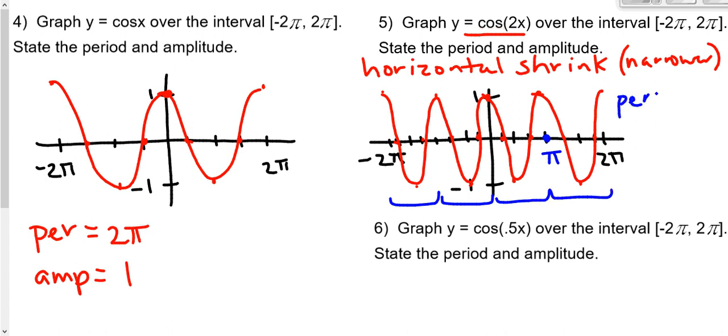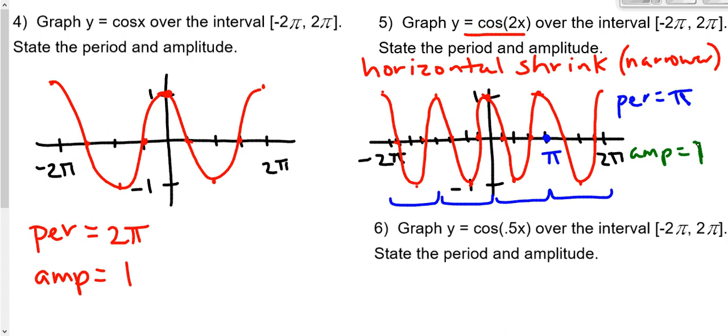What's the period? The width of one cycle. We have twice as many now. It's no longer 2 pi. Now it's just 1 pi. The period is 1 pi. What's the amplitude? Did the horizontal shrink affect the height at all? It did not. So the amplitude is still 1.